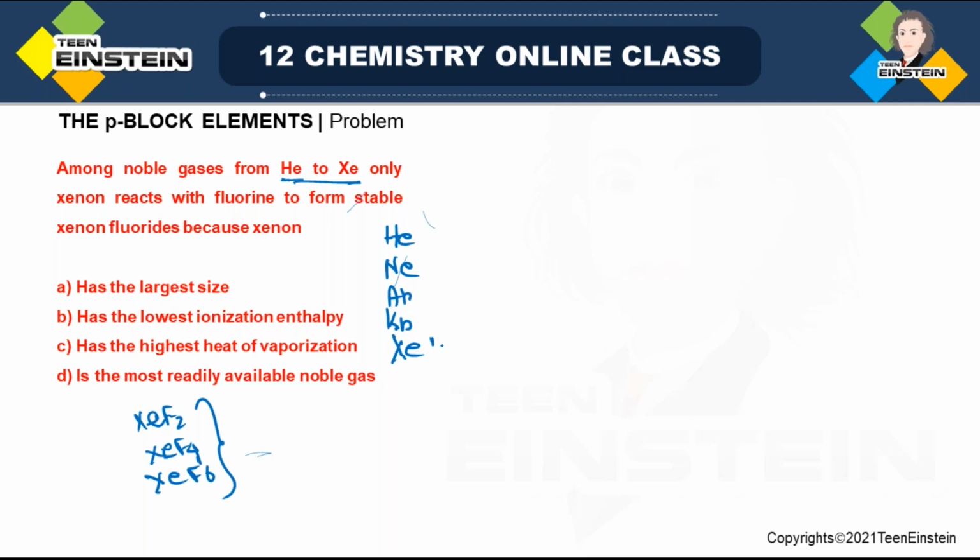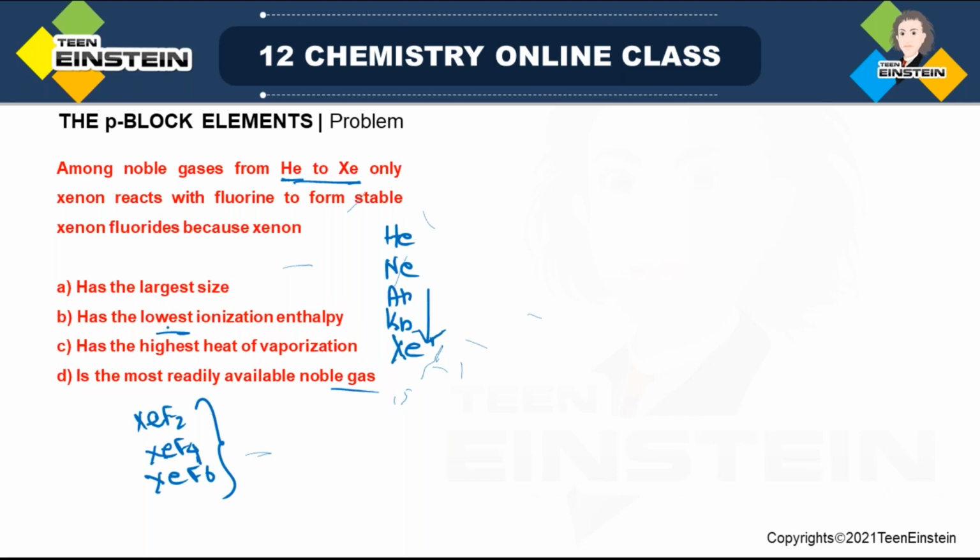Next reason, given in option B: it has the lowest ionization enthalpy. Now we know that as we are moving down the group, size increases, so removal of the last electron will be a facile process, because the valence electron that you are removing is far from the nucleus. So the attraction of the nucleus towards this electron is very less, so you can easily remove it. So ionization enthalpy is lowest for xenon, that is also true. Then the next statement, highest heat of vaporization, and the fourth statement, most readily available noble gas.